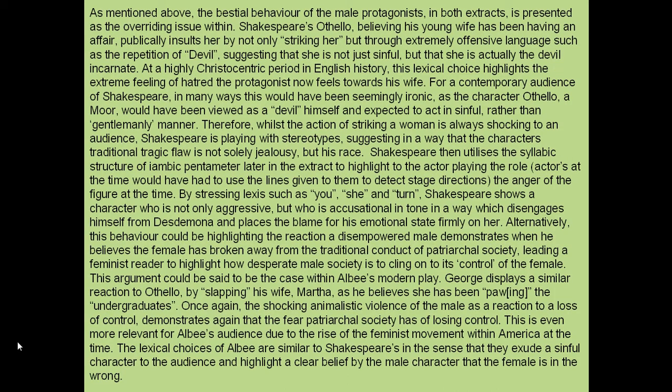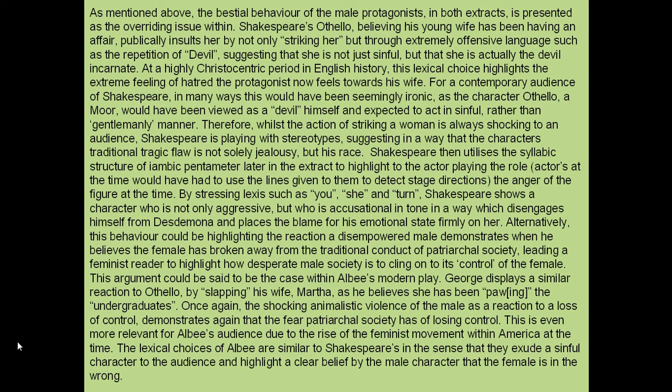As mentioned above, the bestial behaviour of the male protagonist in both extracts is presented as the overriding issue. In Shakespeare's Othello, believing his young wife has been having an affair, he publicly insults her by not only striking her, but using extremely offensive language such as a repetition of 'devil', suggesting that she's not just sinful, but actually a devil incarnate. At a highly Christocentric period in English history, this lexical choice highlights the extreme feeling of hatred the protagonist now feels towards his wife.